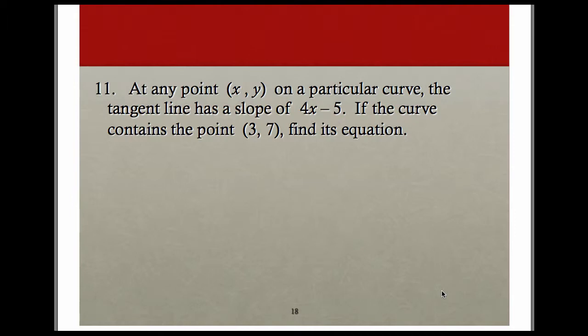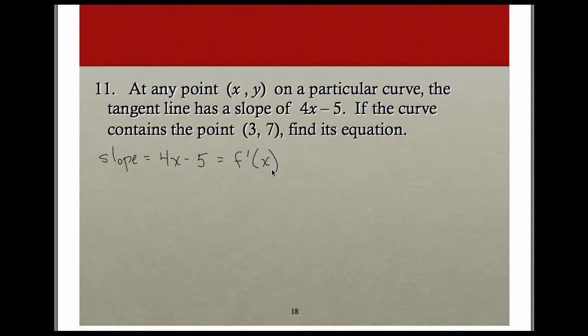All right, so in number 11, at any point x comma y on a particular curve, the tangent line has a slope of 4x minus 5. And if the curve, the original curve, contains the point 3 comma 7, find its equation. Well, think about the slope that you're given. So we know our slope is 4x minus 5. Well, geez, slope of a line tangent to a curve is our definition of the derivative.